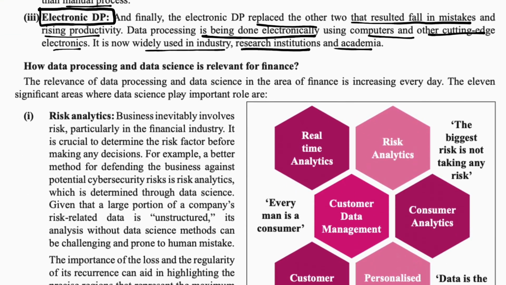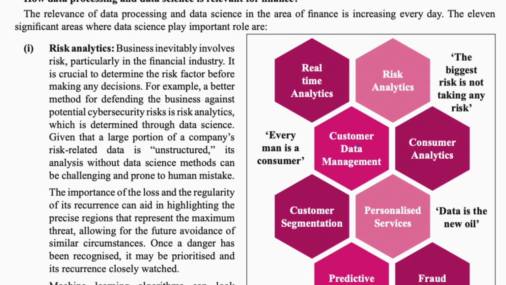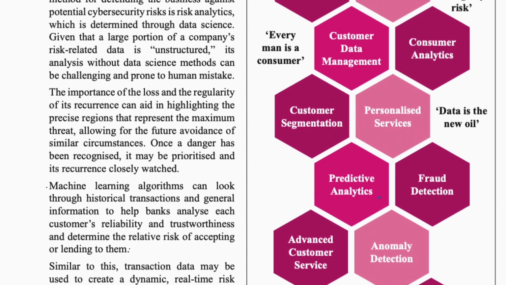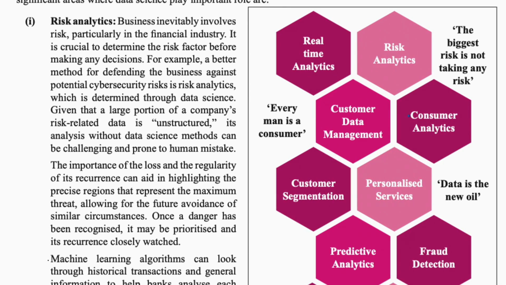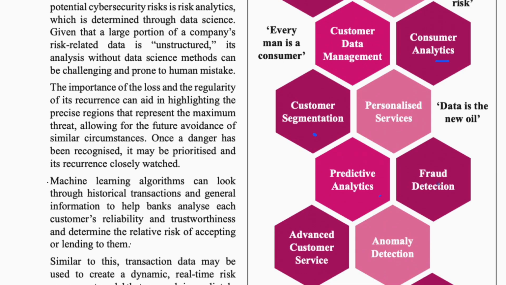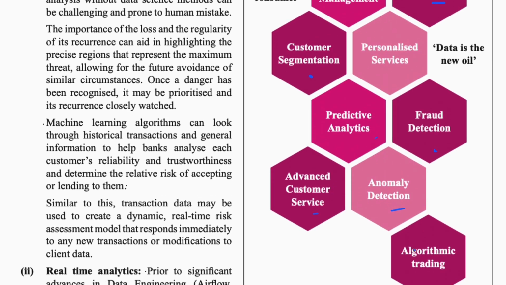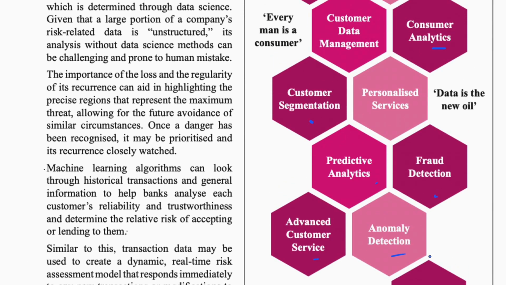Now let's have a look at figure 9.2 and see how data processing and data science are relevant for finance. There are 11 significant areas where data science plays an important role, which are risk analytics, real-time analytics, customer data management, consumer analytics, customer segmentation, personalized services, predictive analytics, fraud detection, advanced customer service, anomaly detection, algorithmic trading. So let's understand each of the significant areas in detail.